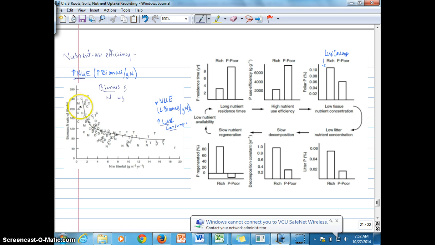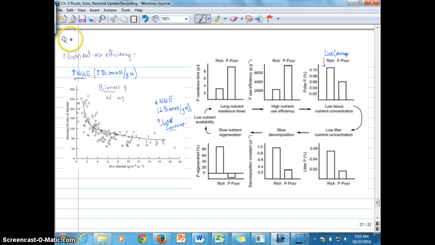So when nitrogen availability is low, the tissue nitrogen is going to be low relative to the amount of biomass gained. When nitrogen availability is high, nitrogen content is going to be high relative to the biomass gain, which could be the same amount of biomass. It's just that it's the nitrogen level that's affecting that ratio. So plants can respond to limited nutrient availability by increasing their nutrient use efficiency.